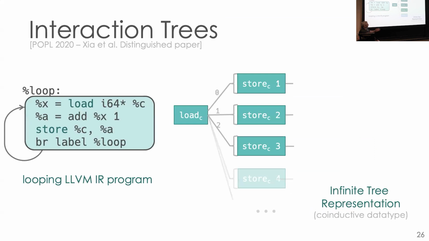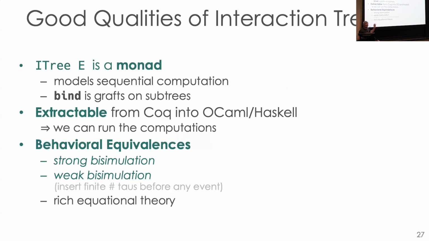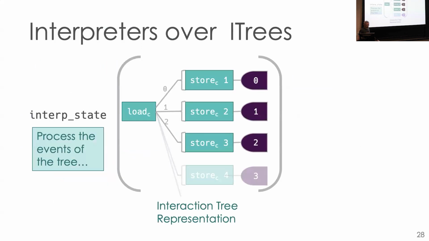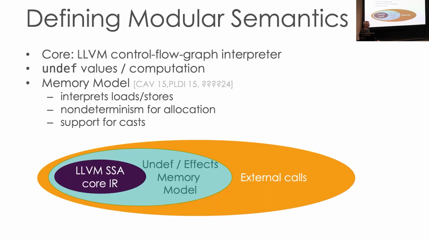And of course, if we have an infinite loop, this one would have a whole infinite series of loads and stores, and we would need to interpret those events into our memory model. OK, so this is ITrees. I'm not going to go over all that. What I want to get to is that we have an interpreter for ITrees, so we can crunch down a tree like this into one of these memory state monads. We do that in layers, and here's how we do it.